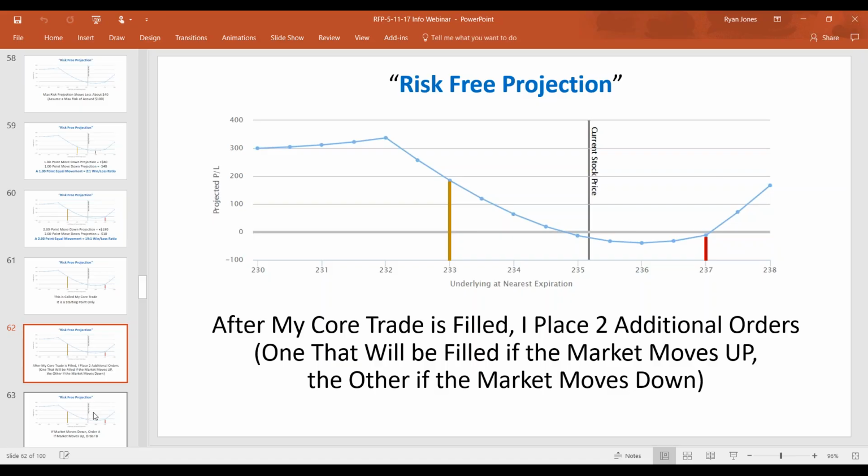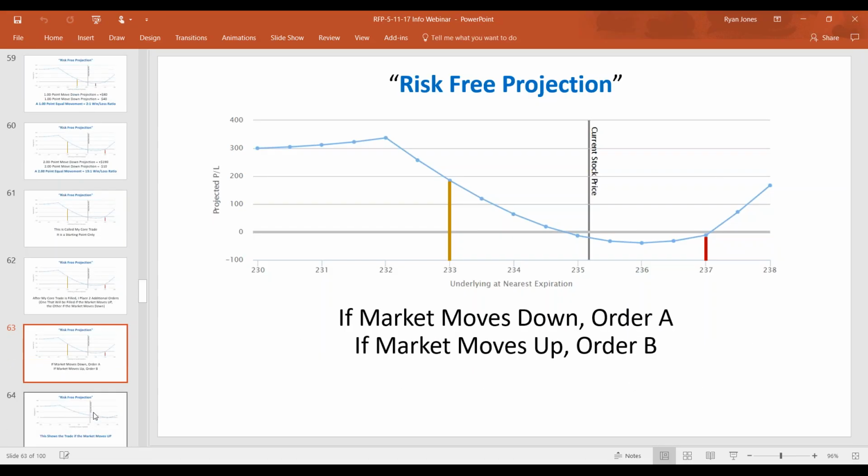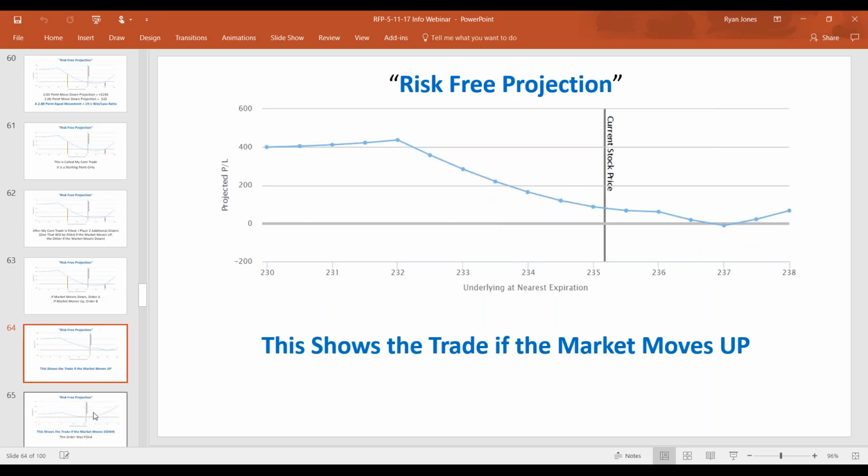All right, so that's what I do. So if the market moves up, there's order A, and if the market moves down, there's order A, and if the market moves up, there's order B. So in order to take advantage of these trades, all you have to do is be able to place a core trade. It's a single order. And you do it before the market opens, after the market closes, whenever you want to place the order, you can place the order. And then once that's filled, you place 2 other orders. I mean, that's literally the starting point, right? So if you can do that, you can do this strategy.